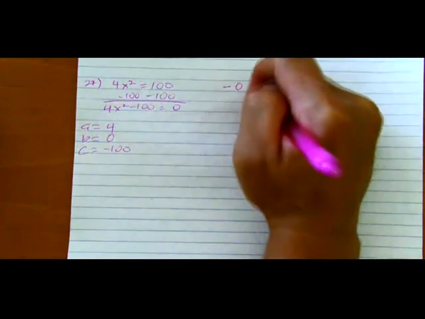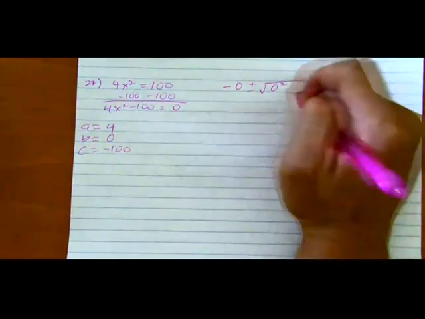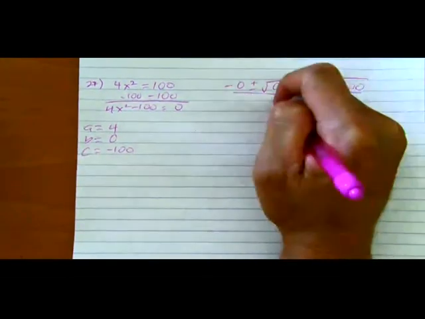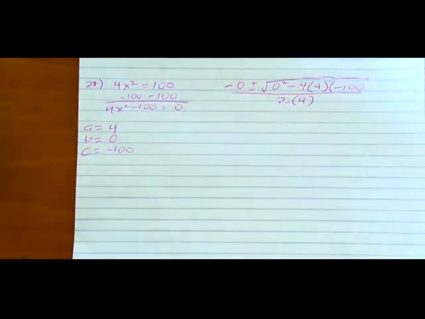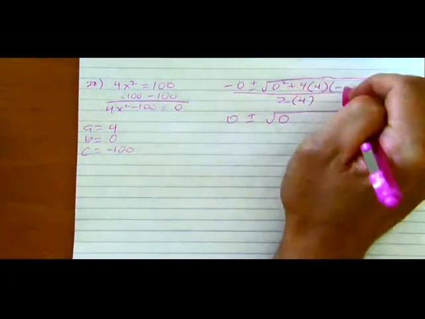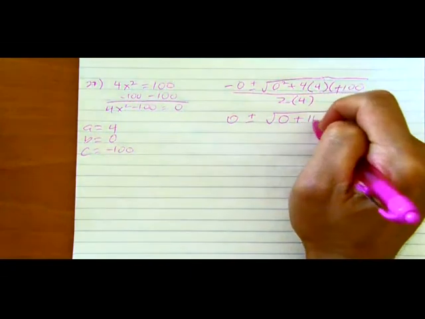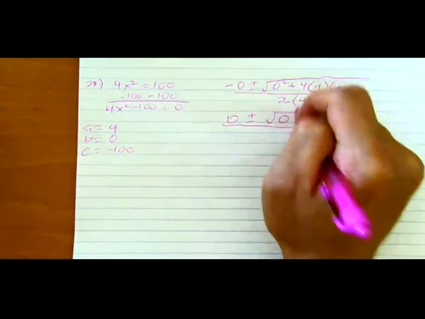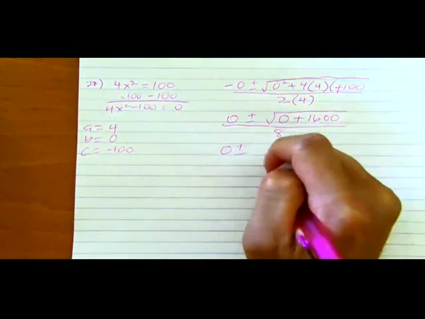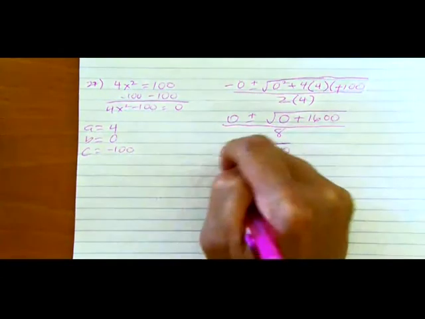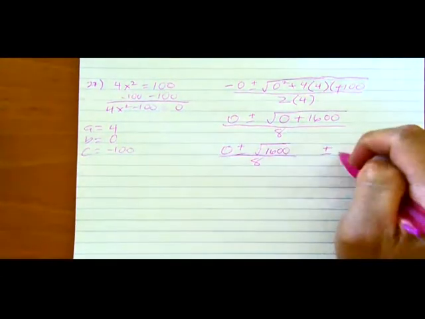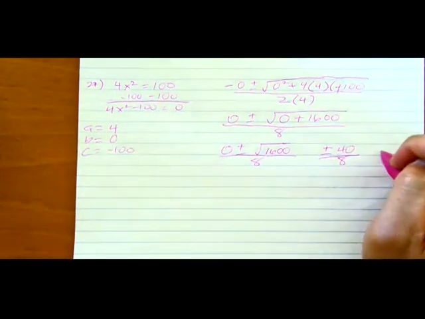Negative b plus or minus radical b squared minus 4ac all over 2a. 0 plus or minus 0. The negatives here cancel, so that would be plus 1,600 all over 8. So 0 plus or minus radical 1,600 over 8. The square root of that is 40. So positive and negative 40 over 8. Positive and negative 5.